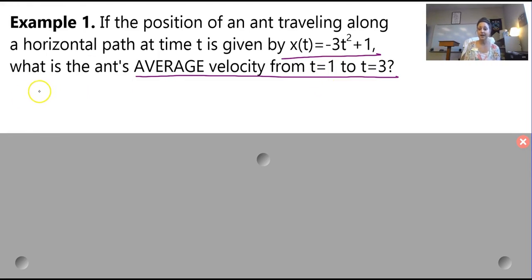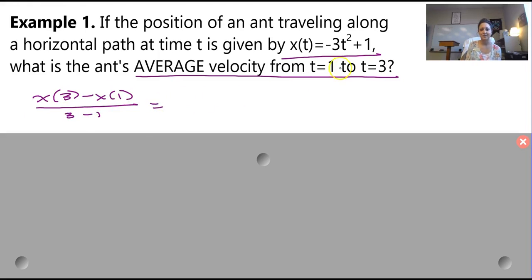Okay, so average velocity. Well, velocity is the rate of change of what? Velocity is the rate of change or derivative of position. So if I want the average velocity or average rate of change of position, this would be x of 3, my position at 3, minus x of 1, all over 3 minus 1. Okay, so let's go ahead and find that.